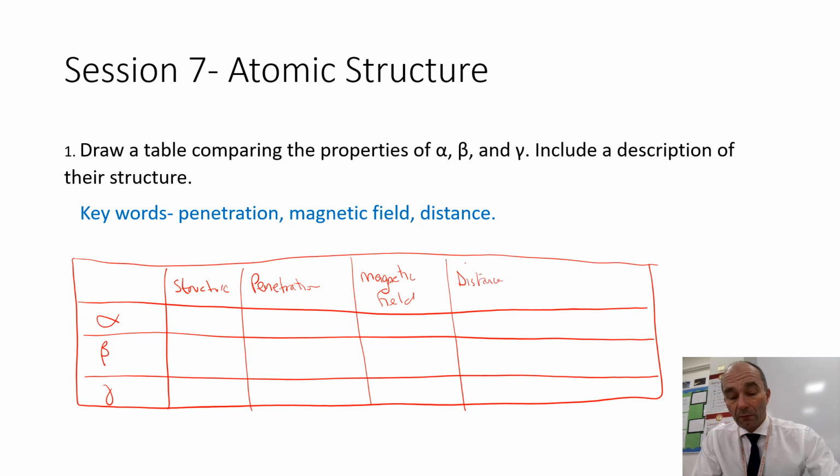through the air, distance through air that our different types of radiation can travel, and then the final column is that type of radioactivity ionizing or not. So that's the first activity.